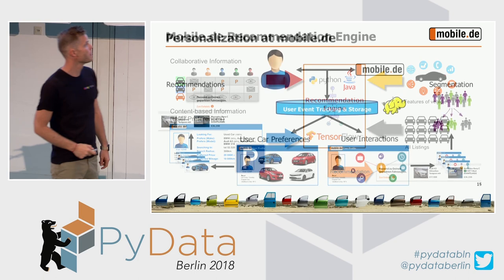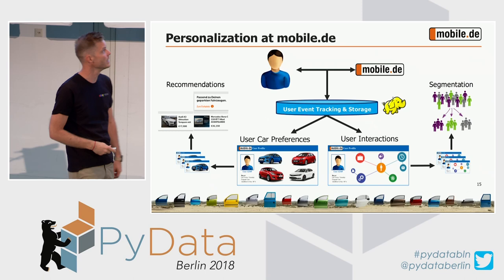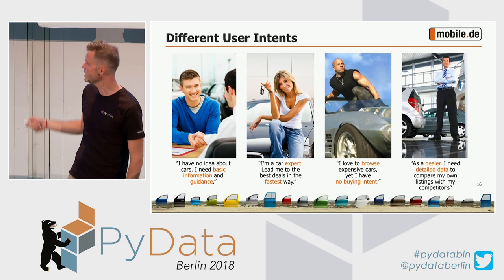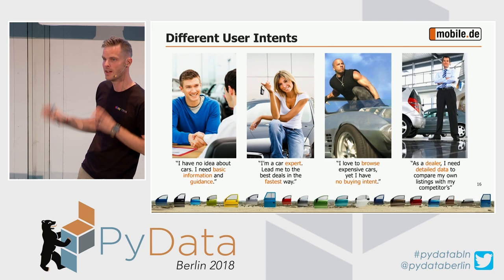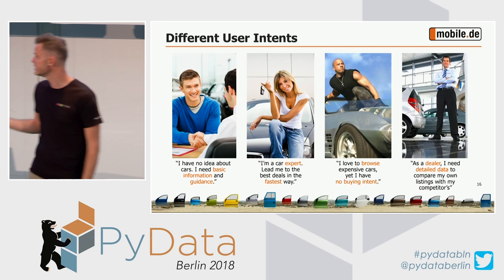Let's go to the other side, user intent. So that you have an idea, I'll give you some examples of what that means. Let's assume that this guy actually buys a car, his first car ever. He has no idea what a car should cost, what kind of car he actually needs. So the intent here is that you need a lot of information and you need guidance. That's a very specific thing.